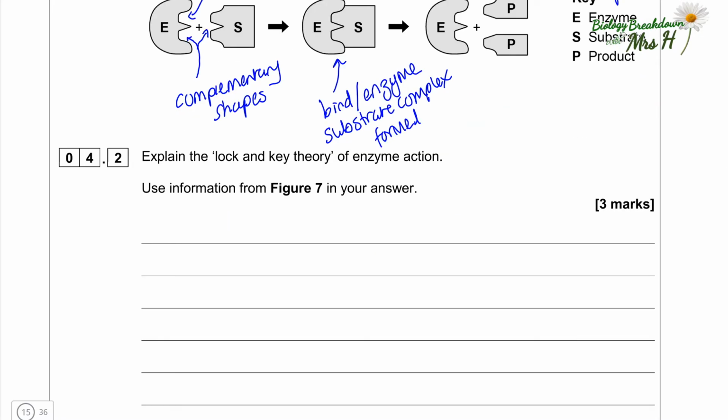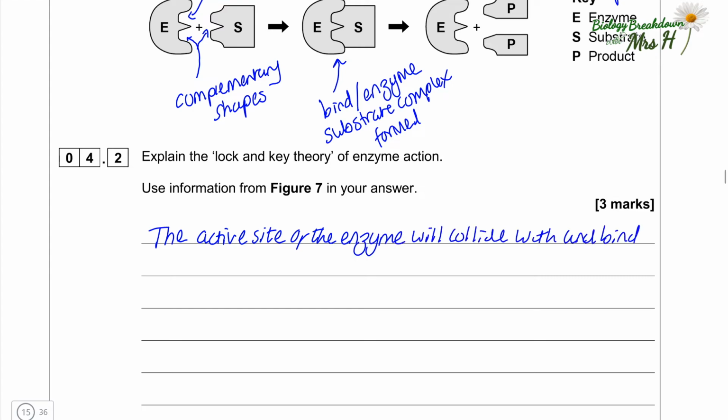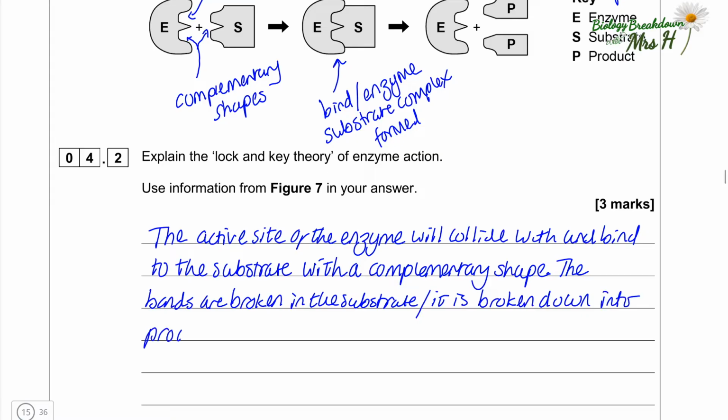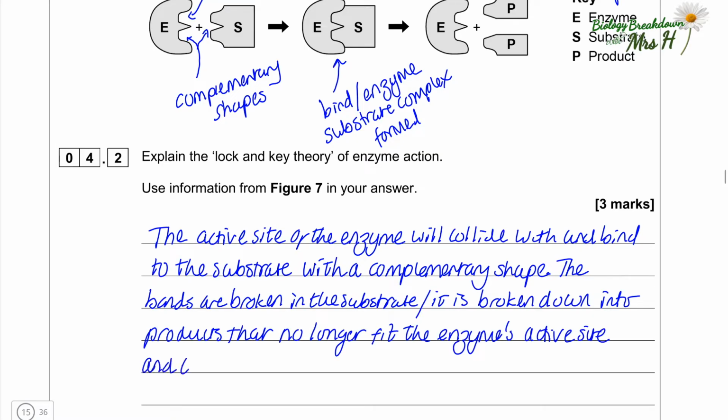Let's answer the question then. Explain the lock and key theory of enzyme action. Use the information from figure 7 in your answer. So we just have to put that into words and make sure we've got our keywords being used. The active site of the enzyme will collide with and bind to the substrate with a complementary shape. The bonds are broken in the substrate, or it's broken down, into products that no longer fit the enzyme's active site, and the enzyme can be used again.